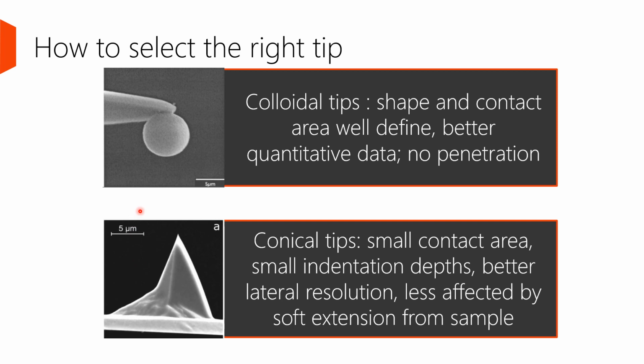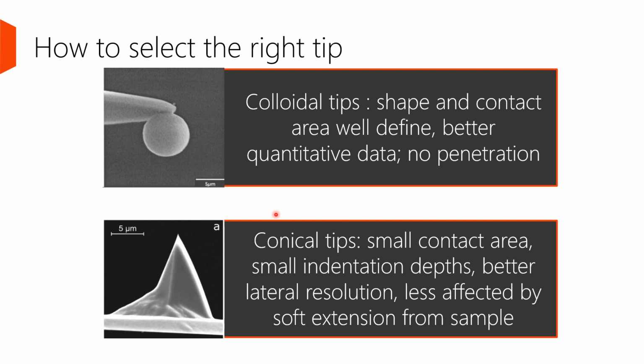Besides the cantilever, the tip shape is also very important. It basically affects which model is eventually being used for the contact mechanics analysis. So there are two types of tips that are commonly used. The first one is a colloidal tip. It's basically a solid sphere adhered to the end of the cantilever. And the other one is just the regular conical tip used for imaging purpose.